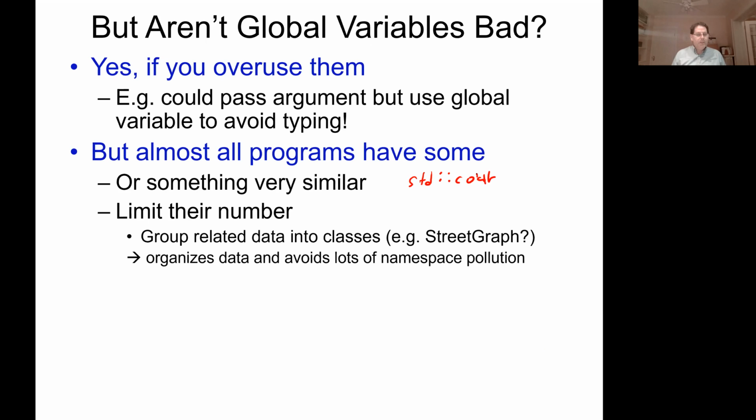So for this project, a good technique would be to group related data into classes. You might make a class called street graph or anything you want, so that instead of having a whole bunch of global variables, you actually have one global variable that is a class with a bunch of submembers. So it organizes the data and it avoids a lot of namespace pollution. You only have one name to avoid in your local variable names because you've got one global variable. And that class has organized everything. This is all the data that I create in load map to make my API fast.